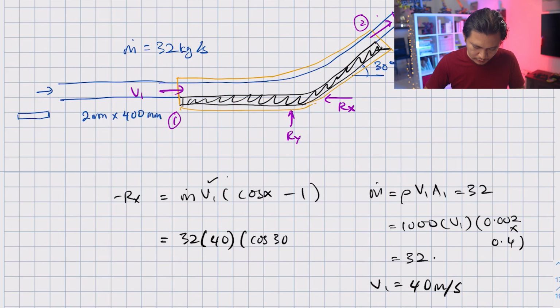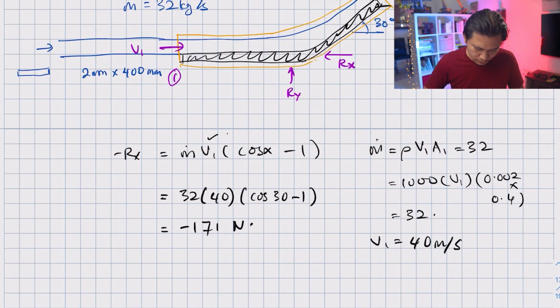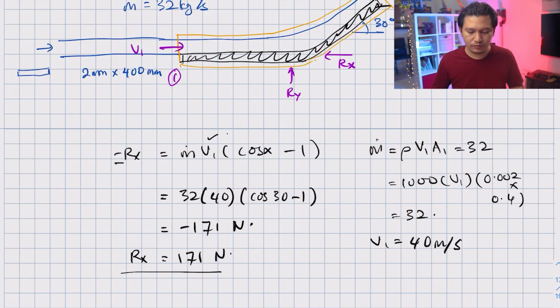Now our Rx: m dot is 32, V1 is 40, and the factor is cos 30 minus 1. This is equal to 40 times 32 times (cos 30 minus 1), which is minus 171 Newton. Of course, it should be negative because this is negative. So Rx is 171 Newton. And that's how you solve this problem using the momentum equation.